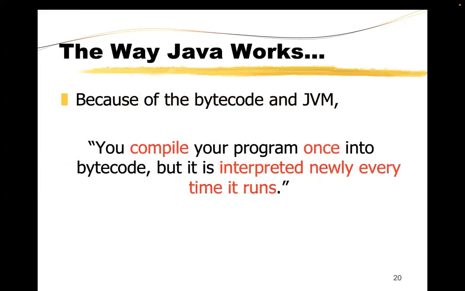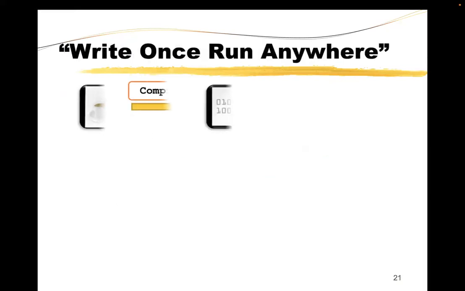Therefore, you compile your program once into the bytecode, and that is interpreted anew every time it runs. You compile only once, then it converts to bytecode, and every time you run the bytecode, it gets interpreted, right? And since Java files get compiled according to the Java virtual machine, you can say you write once, and then you compile it, and then you have the bytecode, and then the bytecode can be run anywhere, wherever you have installed Java.